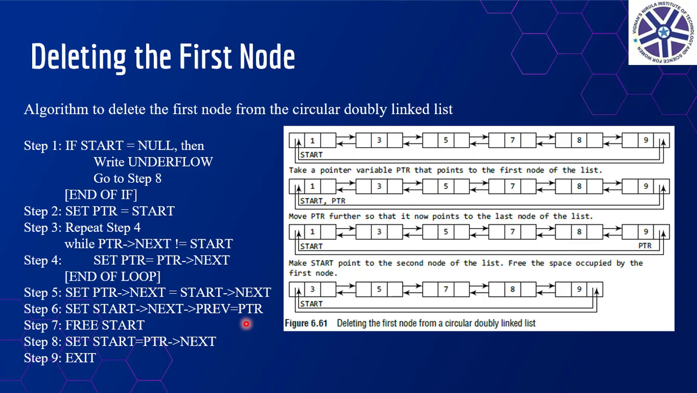And after that, what do we have to do? We need to delete this node. How are we going to delete that? Free start. Once you free start, you have to make this node the start. How are you going to get this node? PTR to next, right? So start equals PTR to next.